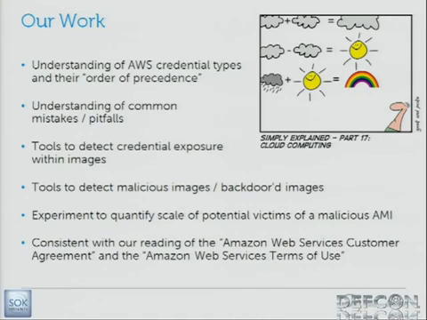So we wanted to understand all the different types of credentials that you use when you're using Amazon's web services. And we really wanted to understand sort of the order of precedence of all those different credentials. So if you were to have one type of credential, what could you do with it, and what other types of credentials could you control or manipulate?